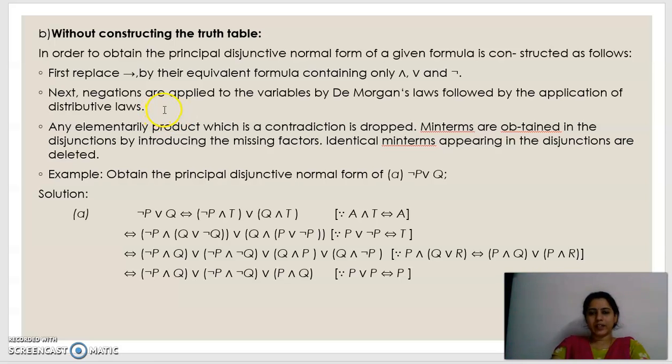So wherever a variable is missing, in that place we add an AND T. If we add AND T to any statement, the meaning of the statement doesn't change. That's why we include AND T and again apply the distributive law. Then you will get the required principal disjunction normal form.